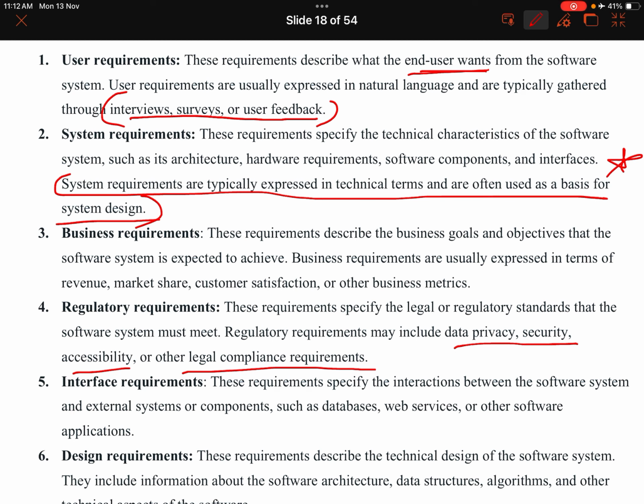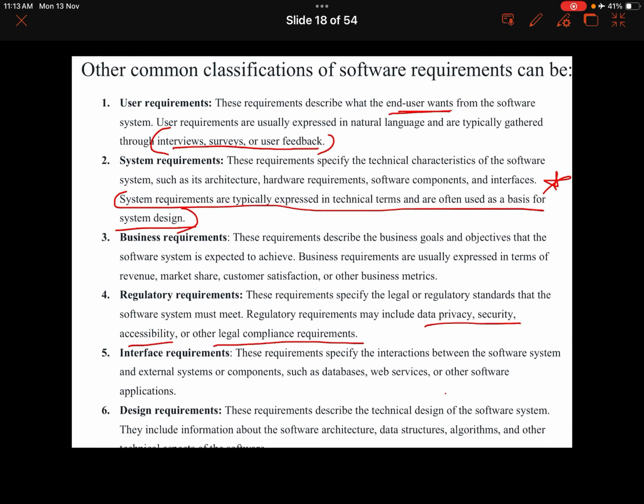Interface requirements. These requirements specify the interactions between the software system and external systems or components such as databases, web services or other software applications. Design requirements. These requirements describe the technical design of the software system. They include the software architecture, data structures, algorithms and other technical aspects of the system.